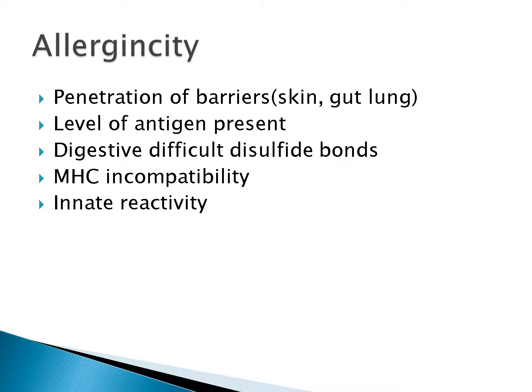The other thing is major histocompatibility complex incompatibility, meaning that you're genetically predisposed to this allergen, meaning that you have the gene, that gene is being expressed, and your body is not liking it. So this may be the reason. This is one way that allergies can be passed down, through this genetic predisposition.